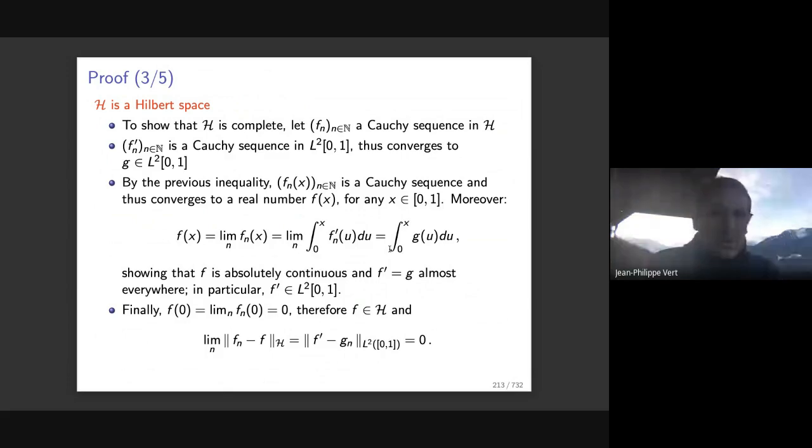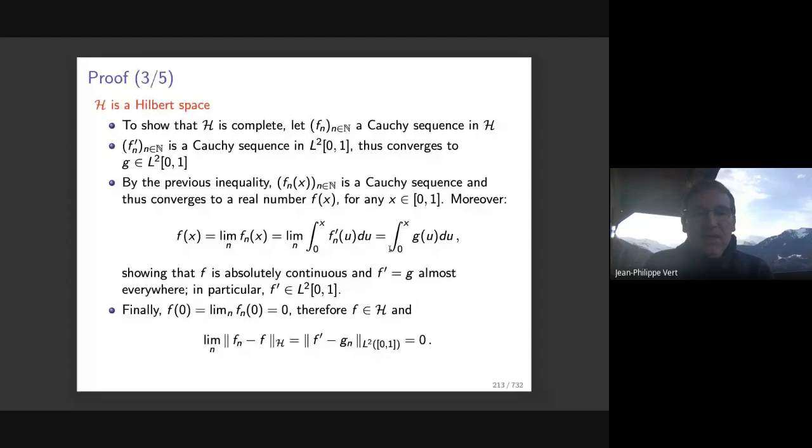So remember that g is not really a function. It's an element of L2, which is a class of equivalence of functions. Now, this is enough, because first notice that based on the inequality that we showed in the previous slide, where we can upper bound f of x by a constant times the norm of f in H, we know that if f n is a Cauchy sequence in capital H, then for any x, f n of x is also a Cauchy sequence in R. And because R is complete, we know that for any x, the sequence f n of x has a limit, a real number, that we can call f of x.